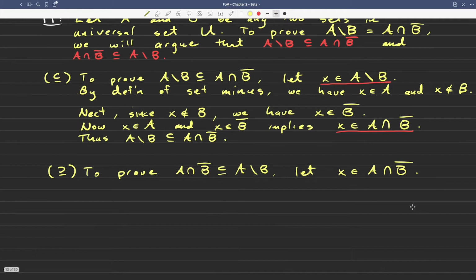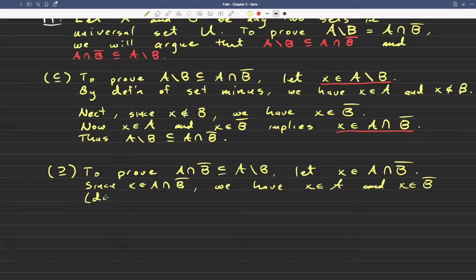Now, basically what we're going to do is run that previous containment proof in reverse. You can't always reverse the logic, but this time we can because the only thing we used in the previous argument was definitions, and definitions are all reversible. They're if and only if statements. So since x is in A intersect B complement, we have x is in A and x is in B complement. And that's just using the definition of intersection.